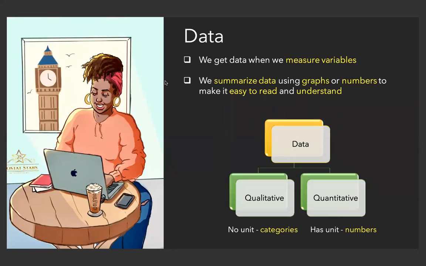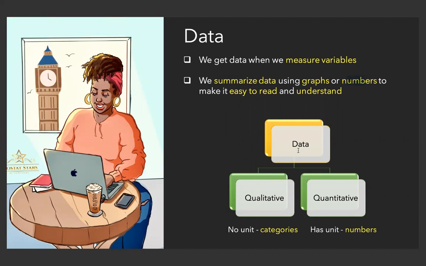So we need to basically tidy this up and summarize it so that it's easy for us to read and make sense of it. And it's also easy for us to present it to somebody else. Now, the two important ways we can summarize the data that we get is by using graphs or by using numbers, like we talked about before, okay?